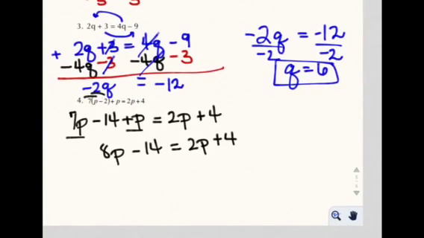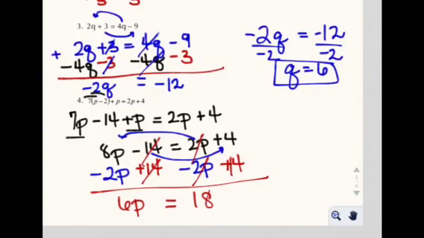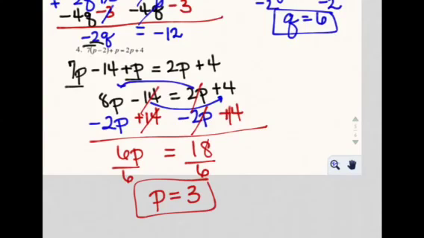Again, now from here, why not just do this all at one time? Move the 2p over, move the 14 over. To do that, we'd have to subtract 2p on both sides, and then add 14 to both sides to move the 14 over. 8p minus 2p is 6p. Negative 14 plus 14 makes 0. We don't write it. 2p minus 2p makes 0. We don't write that. 4 plus 14 equals 18. To get p completely alone, we divide both sides by 6 and get that p is equal to 3.